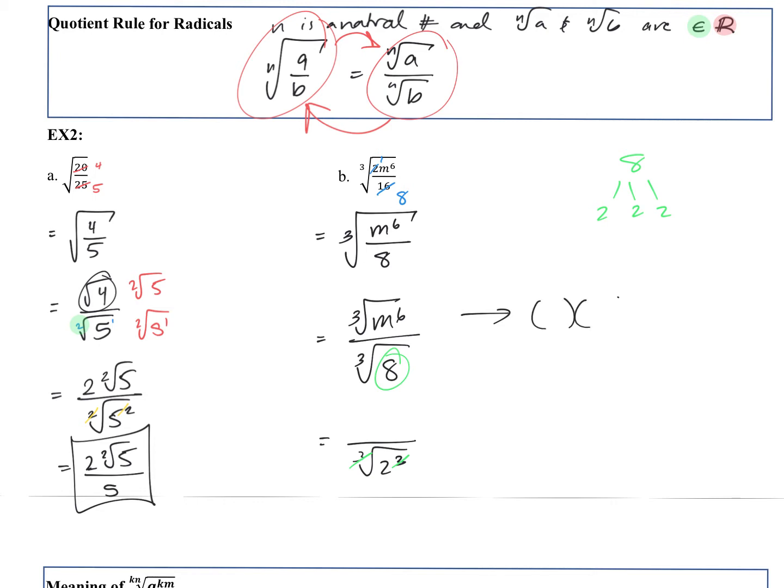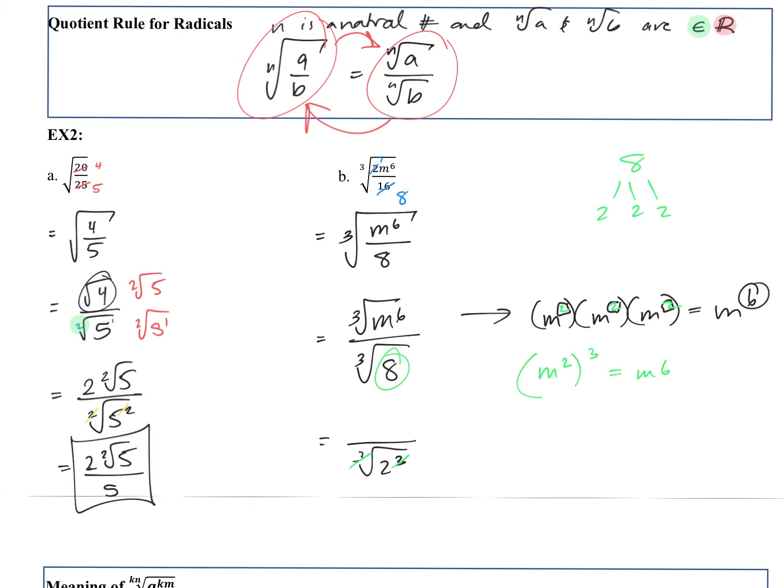I want to see if I can rewrite m to the 6 as 3 things times itself. Which means I need m to some power times itself 3 times, and it'll give me m to the 6th power. But remember, we have the adding rule for exponents, so this is a little weird. 2 plus 2 plus 2 gives me 6, right? So that means m to the 2nd power to the 3rd power would give me m to the 6th.